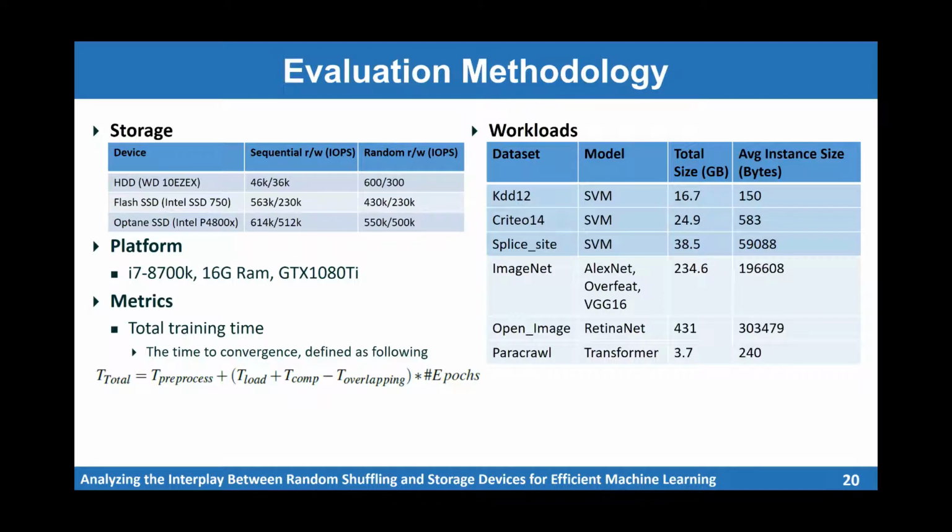We evaluated different random shuffling methods on disk, flash SSD, and Optane SSD. The experiments were conducted on a computing platform with Intel i7 processor and NVIDIA GTX GPU. For SVM, we evaluated 3 datasets. For DNN, we evaluated 5 different models. The overall training time is defined as the time to converge to a predetermined accuracy requirement.